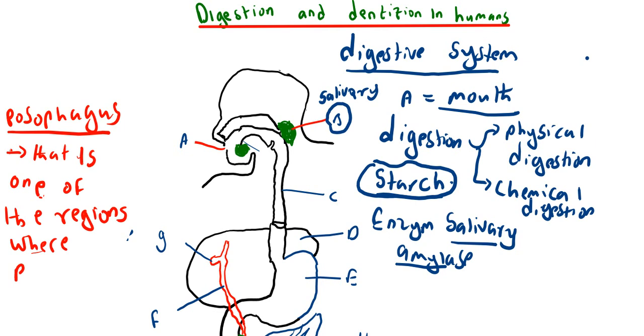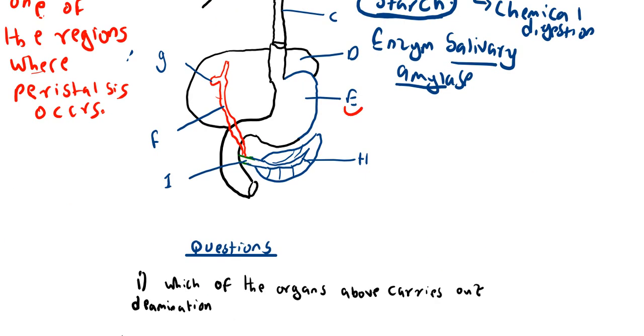Where peristalsis occurs. Yeah, that's one of the regions where peristalsis occurs. Apart from that, we can now proceed to an organ known as E. I think on organ E, we're going to dwell a little bit more. So E is basically what is referred to as the stomach.